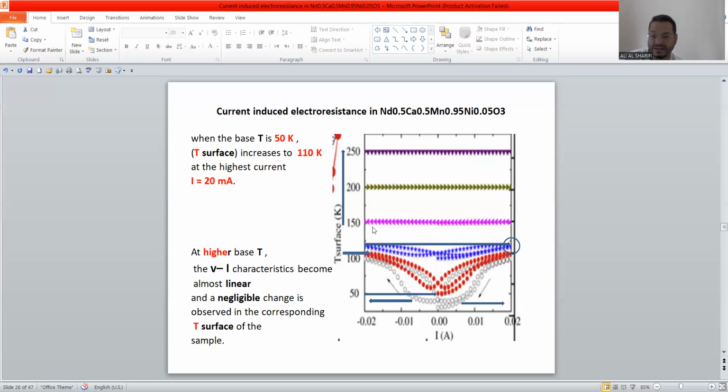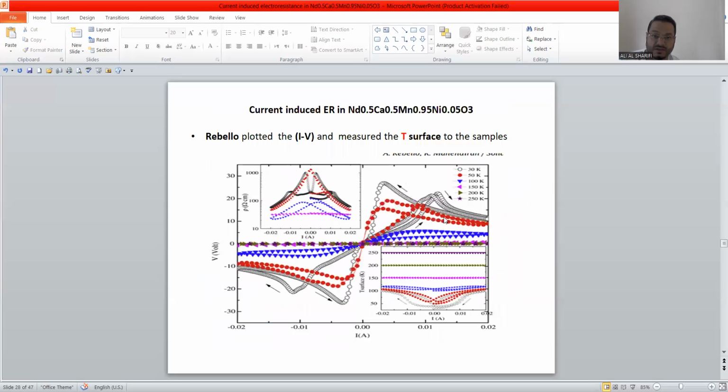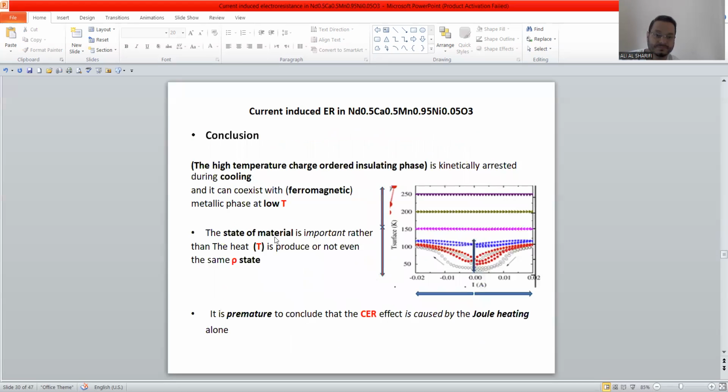And at the highest current, like I said before, 20 milliampere, at higher bias temperature, that means here, approximately 150 Kelvin and more, the IV characteristics become almost linear. I'm talking about this IV curve at higher temperature, more than approximately 150, the IV curve shows approximately linear behavior.